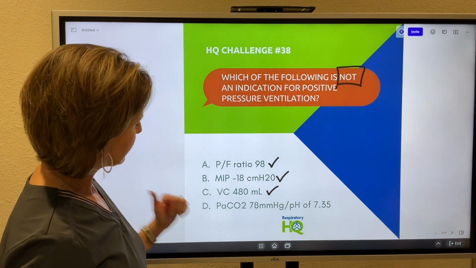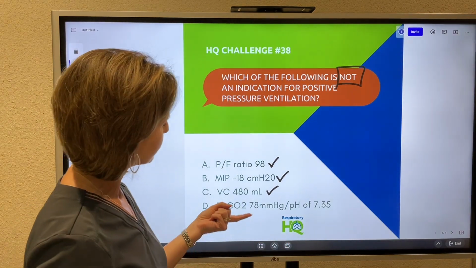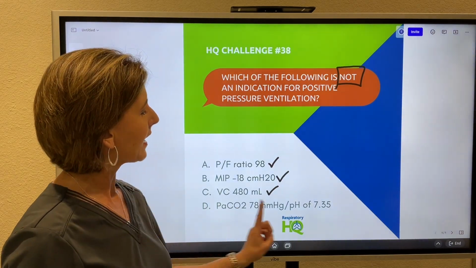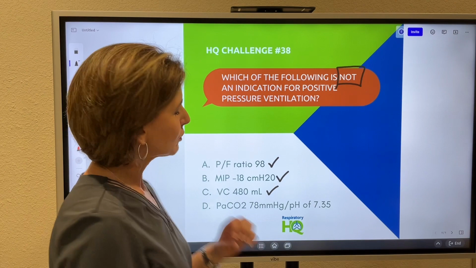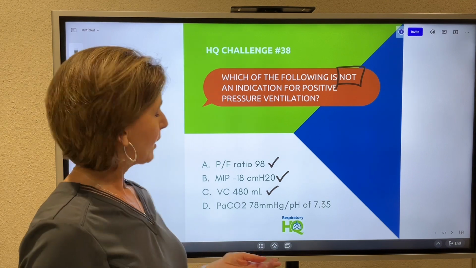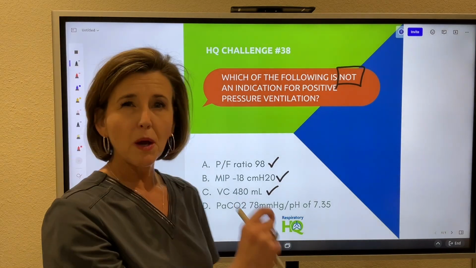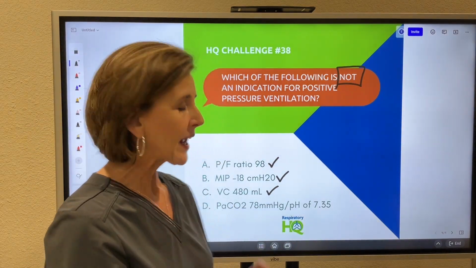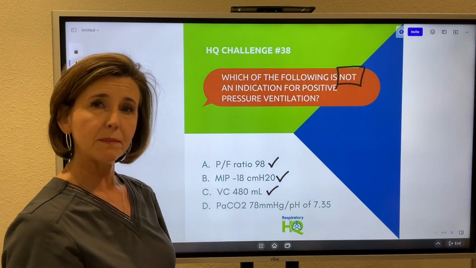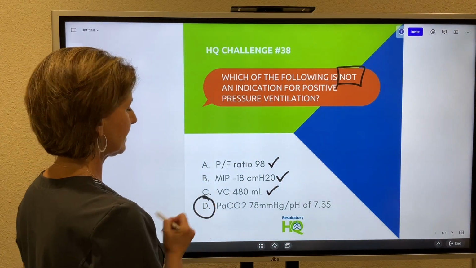All right, then we come down to D, and the answer must be D. A PaCO2 of 78, and we're only looking at sheer numbers, 78, where they're not ventilating. This is for sure because that CO2 is excessively high. But the pH is 7.35. So just looking at these numbers, we can make the assumption that the bicarb has buffered for that extra CO2, stabilizing the pH. So this is a blood gas that is more than likely chronic ventilatory failure. And just by sheer numbers, this person does not need a ventilator because the body's compensating. So the reason that we don't need positive pressure ventilation is D.